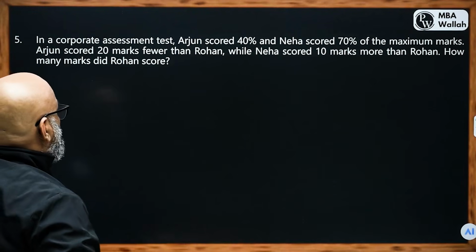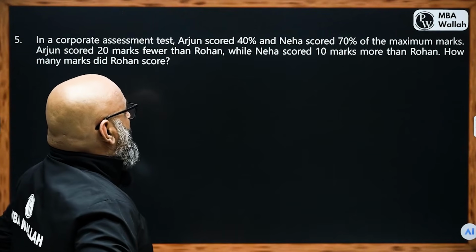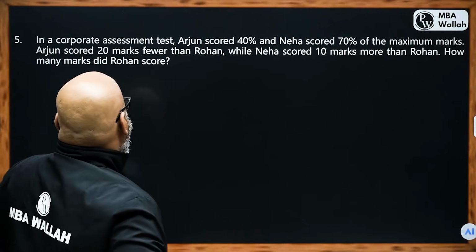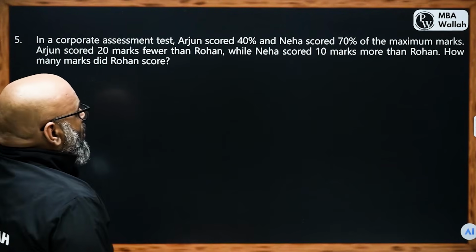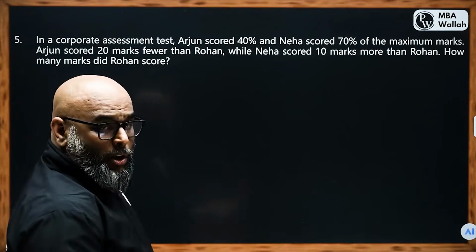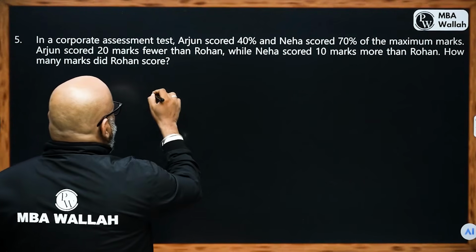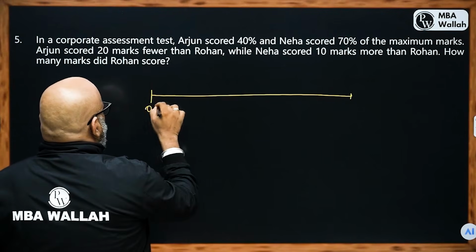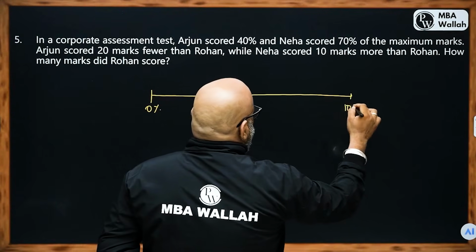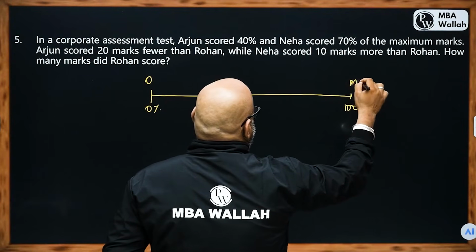Now, corporate assessment test, Arjun scored 40% and Neha scored 70% of the maximum marks. Arjun scored 20 marks fewer than Rohan, while Neha scored 10 marks more than Rohan. How many marks did Rohan score? So we are looking at a mark scale here. So this is 0%, this is 100%. This is 0 marks, this is your maximum marks.